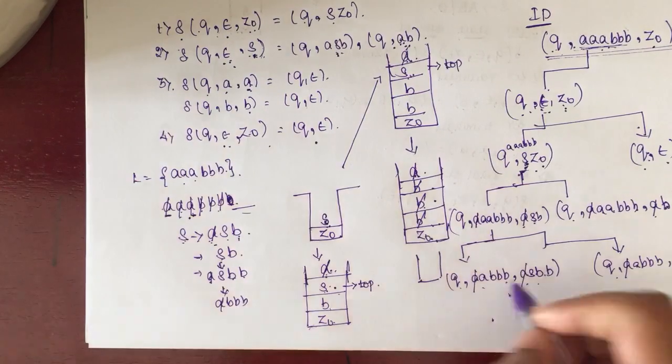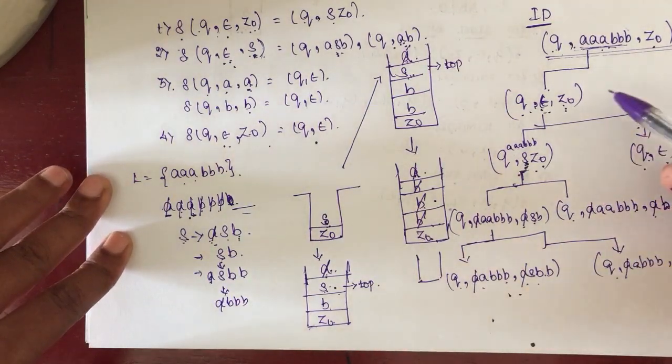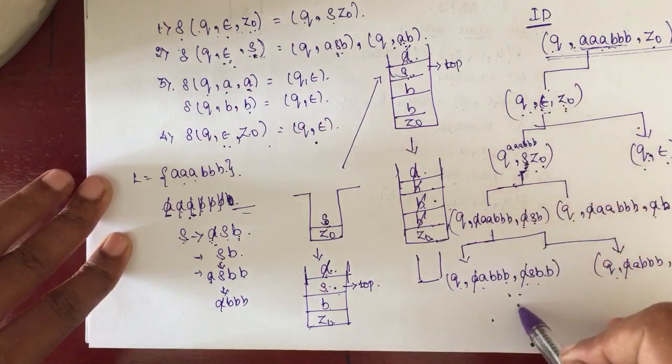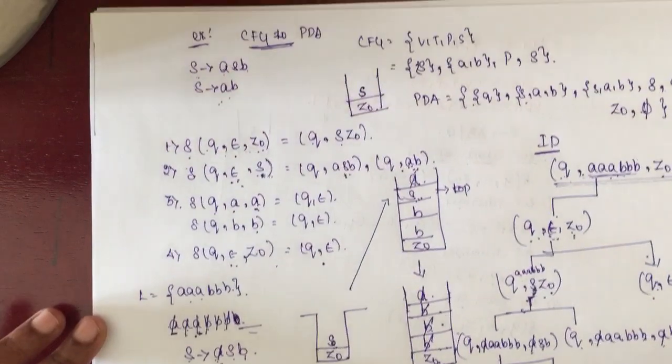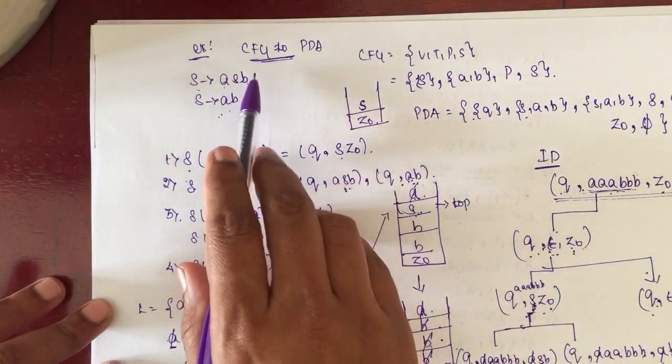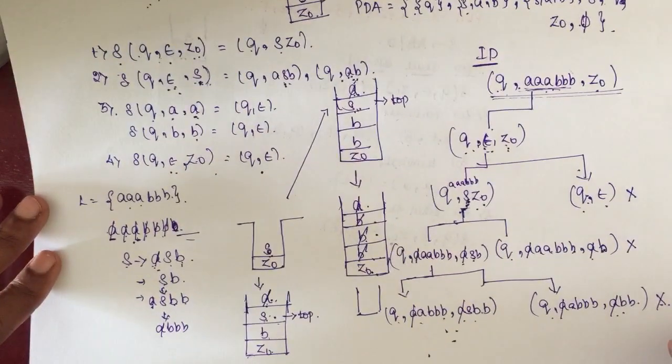So this is how we are supposed to follow. We are supposed to generate the instantaneous description. Based on this, the right path alone will be considered, and that will be the final solution path. So this is how we are supposed to convert from the context free grammar to the PDA model. Thank you.